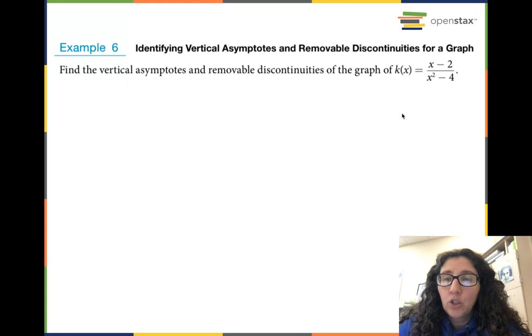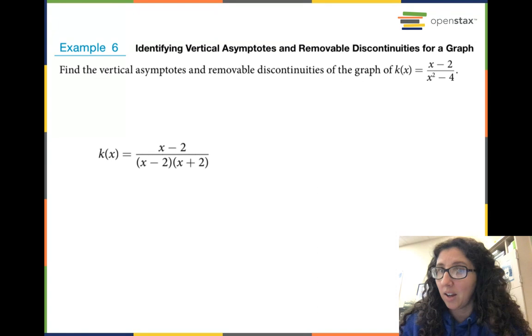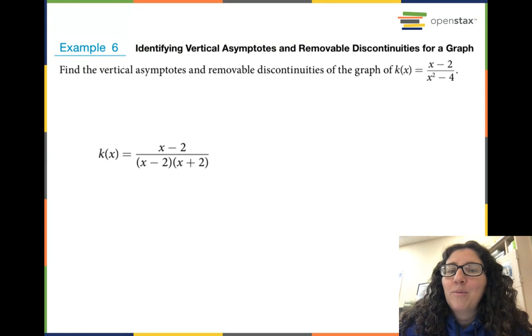All right, let's do this one. Why don't you pause the video and see if you can do it. Find the vertical asymptotes and removable discontinuities of that function. All right, welcome back. I'm sure you did that, right? Pause the video and tried it yourself. You still have a chance.